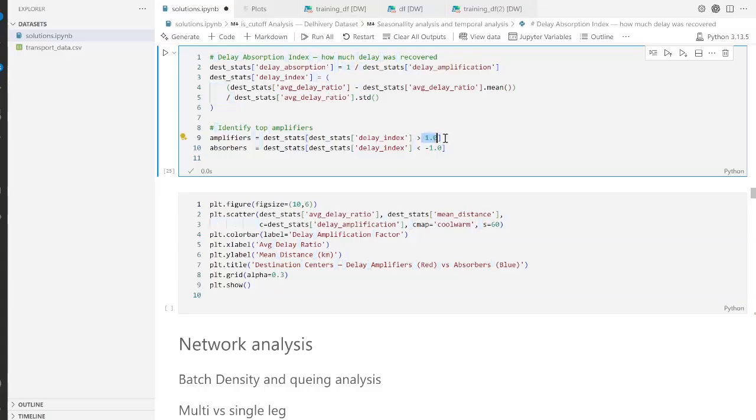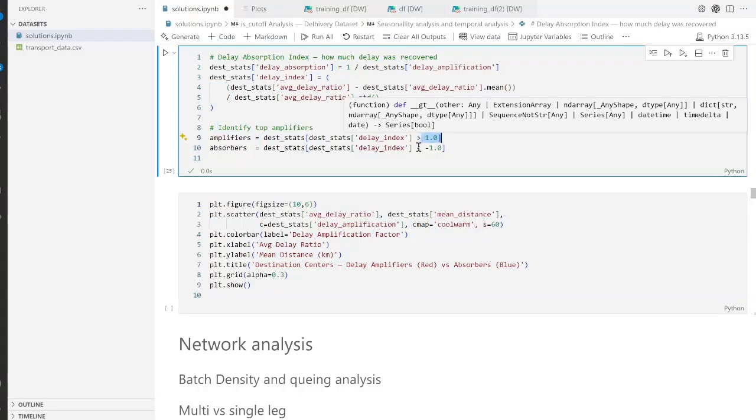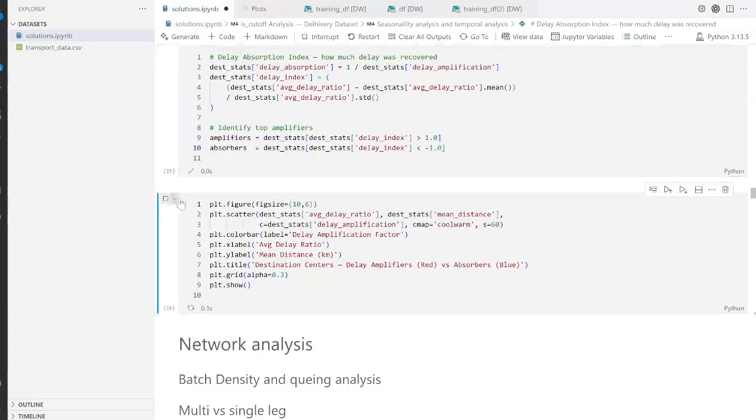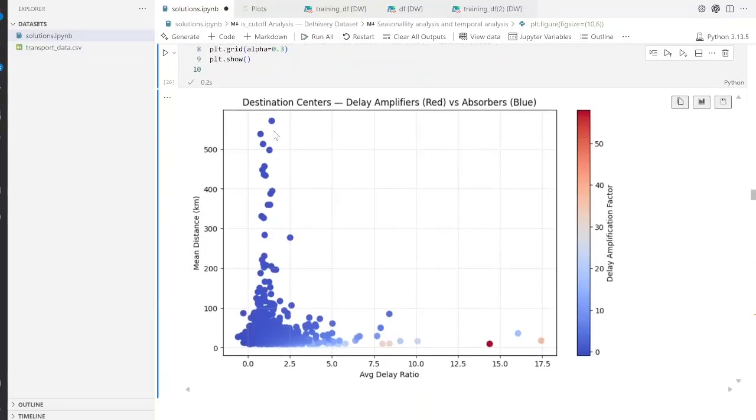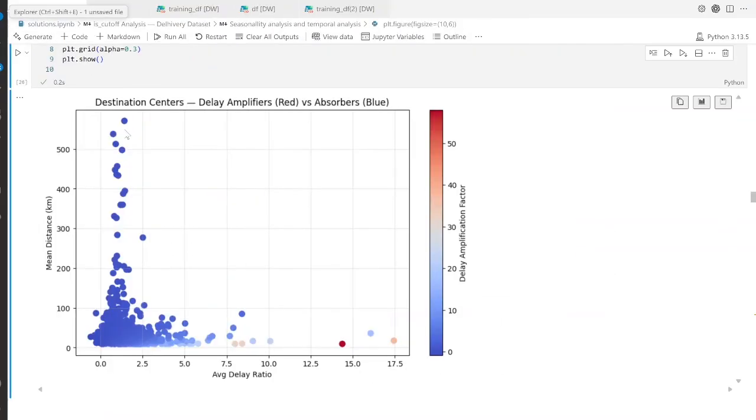I'm sorry, I think I said 0 over here. It is 1, and this should be less than -1. Let's see. So from here we cannot pinpoint which centers are acting as absorbers, but you can see that this snapshot should be a happy signal for your organization, that you have more centers acting as absorbers as compared to centers acting as amplifiers.